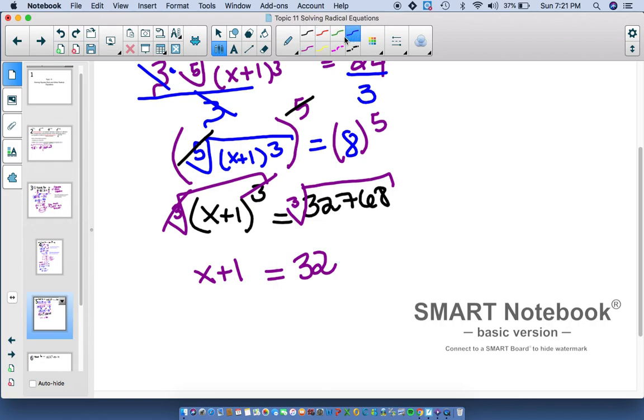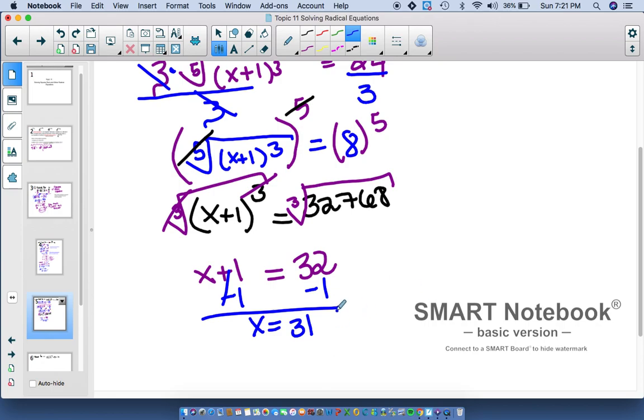Okay? And definitely use your calculator to help you out with these powers. In this particular problem, the powers were kind of high, so I don't expect you to know those off the top of your head. Then we have a plus 1, so we have to subtract that 1. So x equals 31. Okay? So the solution is 31.